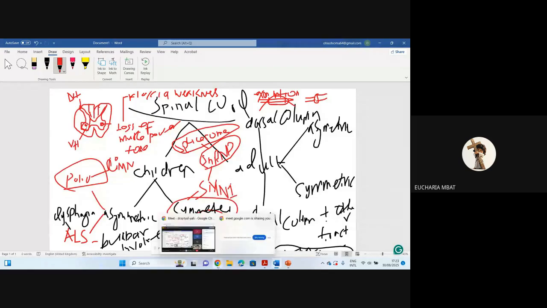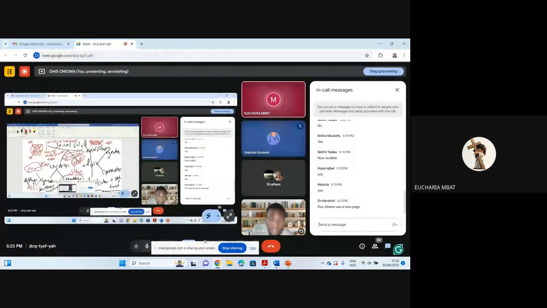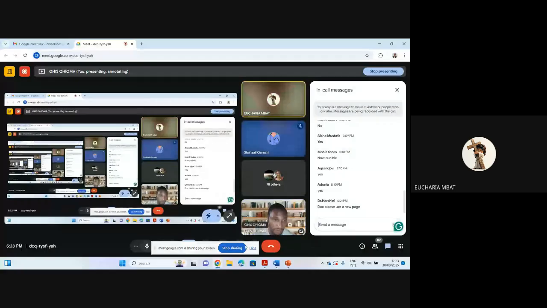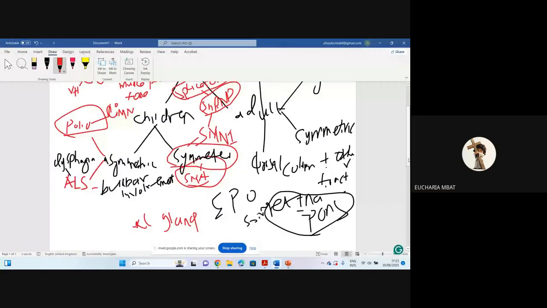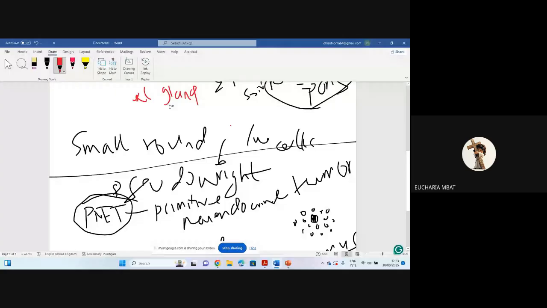SNRNP, yes, small nuclear ribonucleoproteins. Can you tell me the name? Small nuclear ribonucleoproteins. Okay. Kind of funny, but okay. Thank you so much.